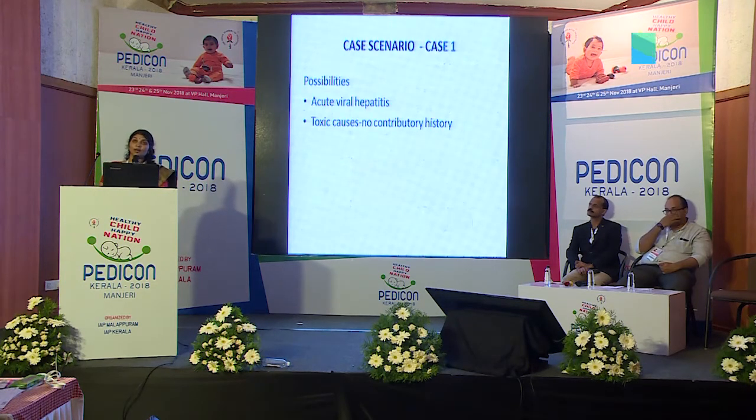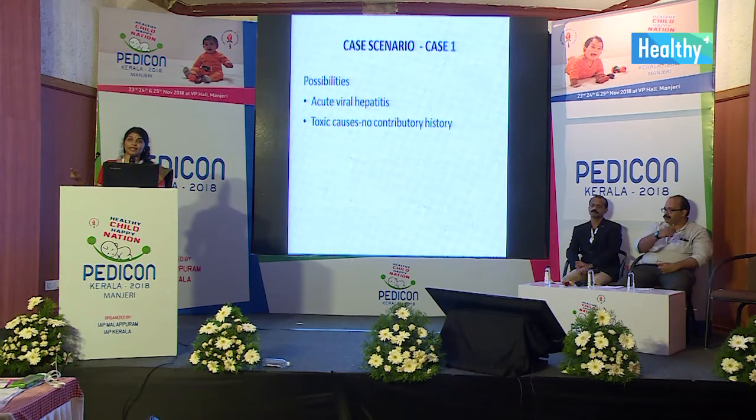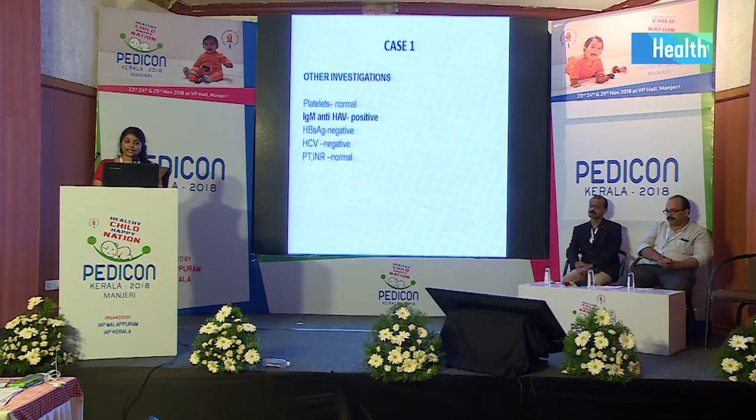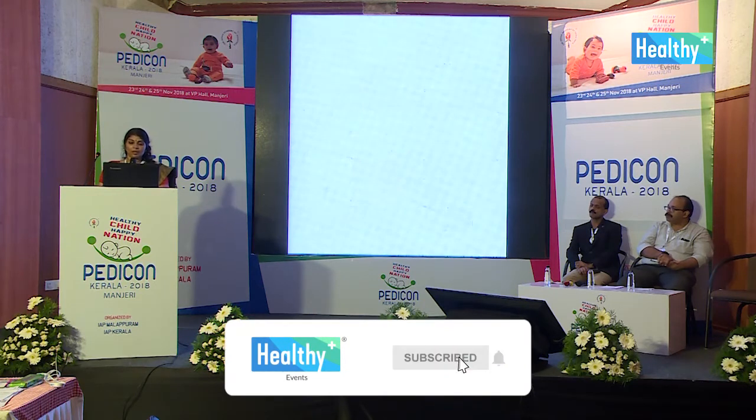So possibilities are, we thought of 3 possibilities when we have a 4-figure LFT, 4-figure enzyme. So it could be an acute infective hepatitis, viral hepatitis, or it could be drug-induced hepatitis, or it could be an ischemic hepatitis. So the possibilities here are an acute viral hepatitis or toxic causes, but there is no contributory history to that. So here the platelets are normal, the viral markers are negative, the synthetic function is normal, the chronic viral markers are negative, and the IgM anti-HAV is positive. So this is an acute viral hepatitis HAV related. So this is the first case.